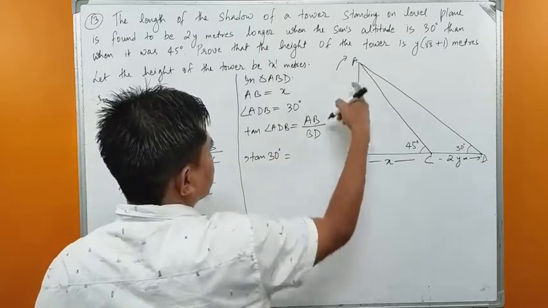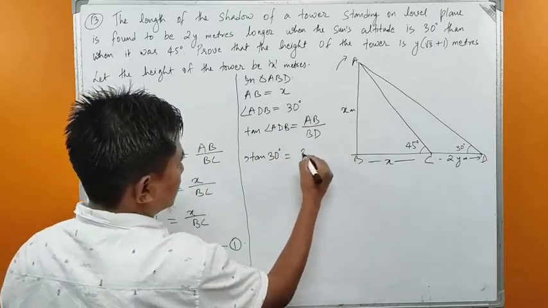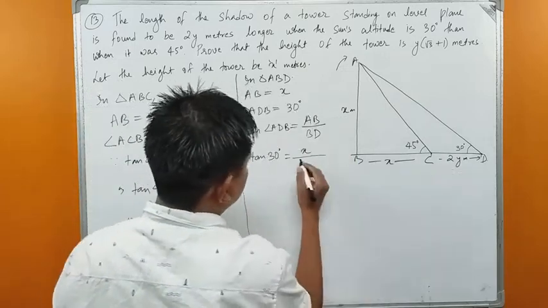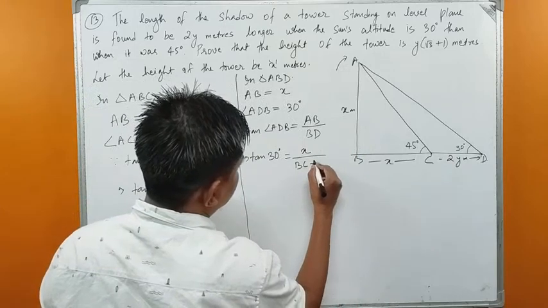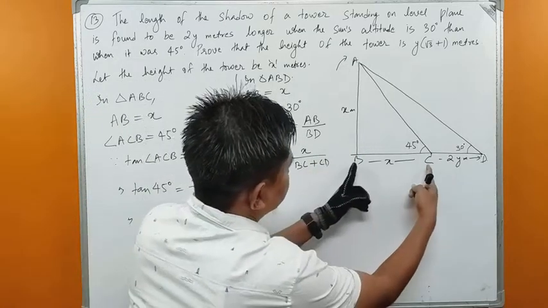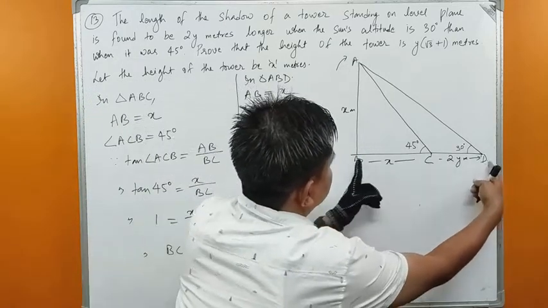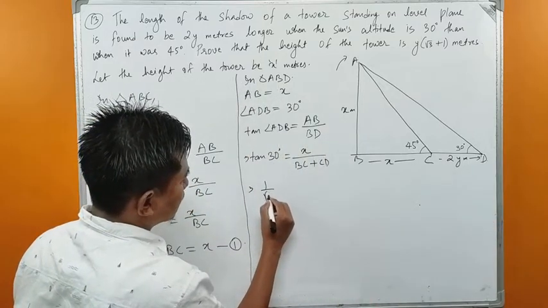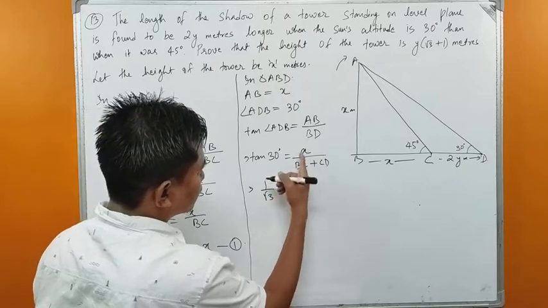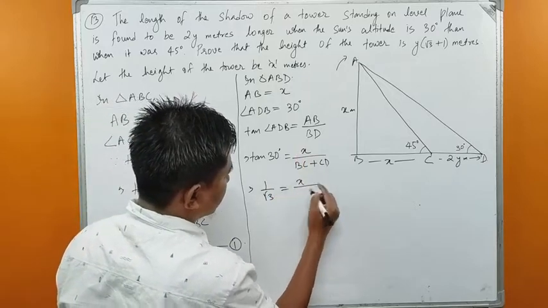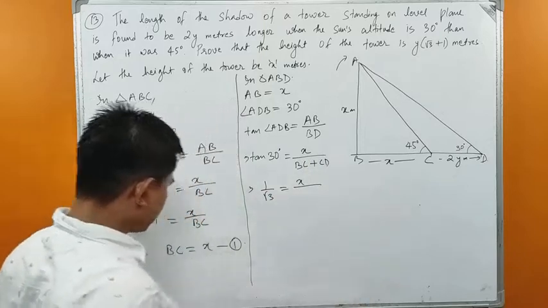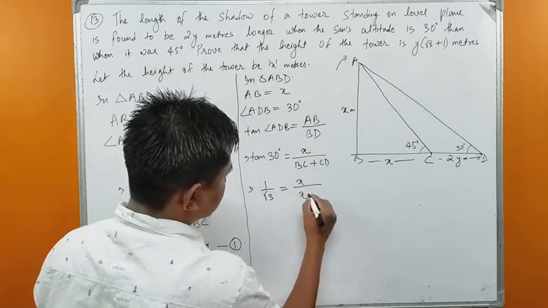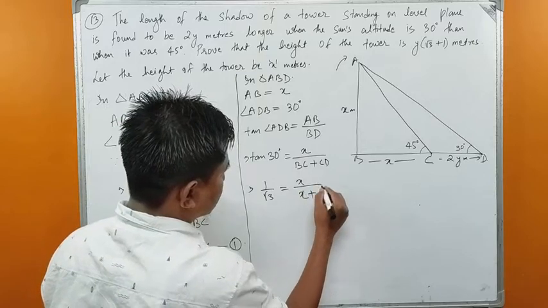AB is x, isn't it? BD means BC plus CD. So we write BC plus CD. If we add BC and CD, we get BD. Or tan 30, the value of tan 30 is 1 upon root 3 equals to x upon BC plus CD. BC means x, isn't it? We found BC equals to x from equation 1. BC equals to x plus CD.